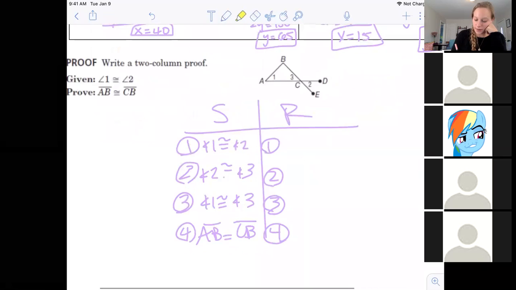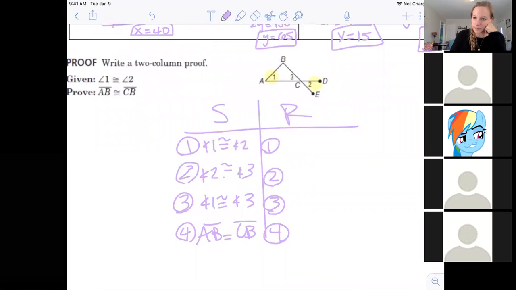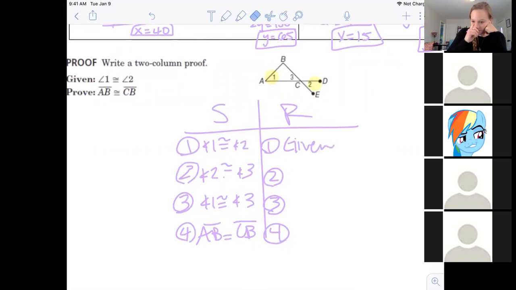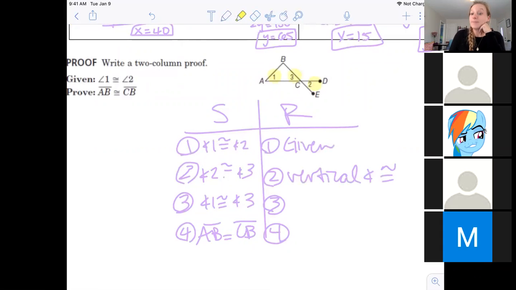First one, why do I know 1 and 2 are congruent? Anybody? It's a given. Given, very good. How do I now know that 2 and 3 are congruent? Vertical angles are congruent. Awesome. Okay, so now I said 1 and 2, 2 and 3. Why do I get to say 1 and 3 are congruent? Transitive property. Awesome, very good. That's one that we often forget. I love that you guys didn't forget it, transitive property.